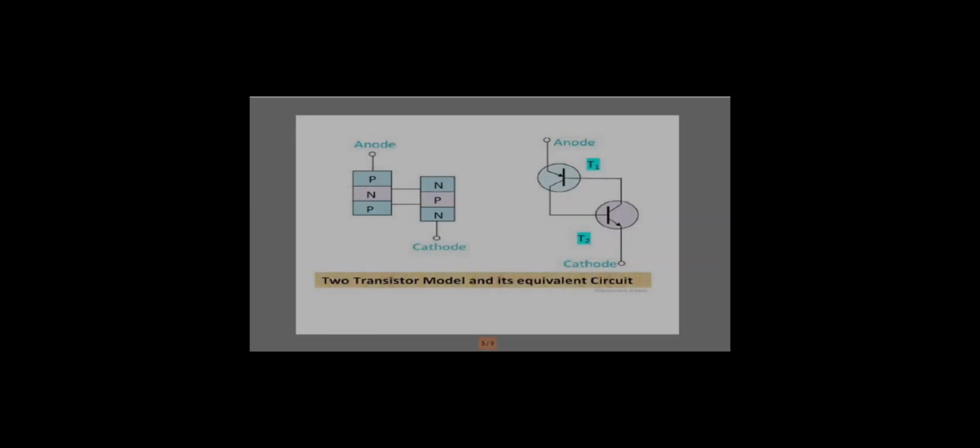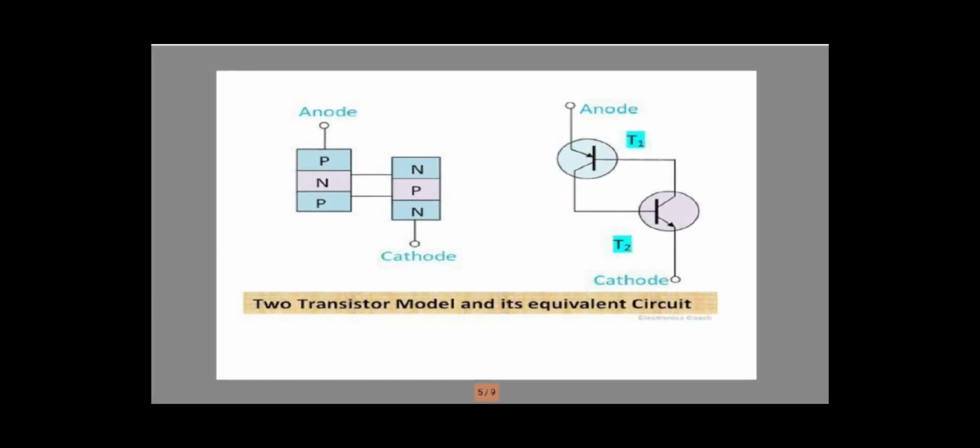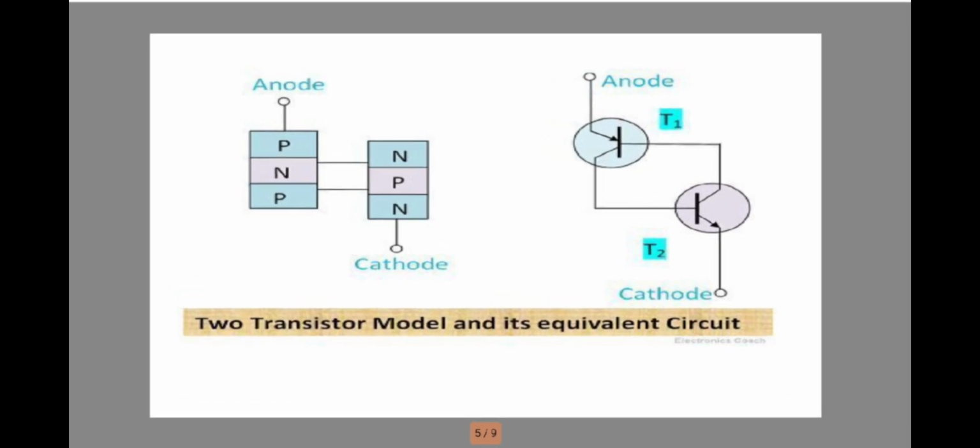The construction of Shockley diode can be understood by the two transistor model. The four layers constitute internally two transistors T1 and T2 connected together. The emitter base junction of transistor T1 is junction 1. The commonly connected base and collector of transistors T1 and T2 respectively constitute junction 2. The base emitter junction of T2 is junction 3.